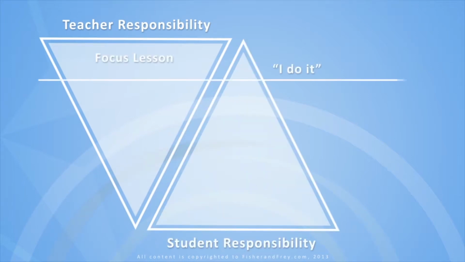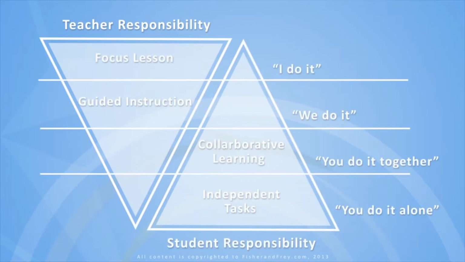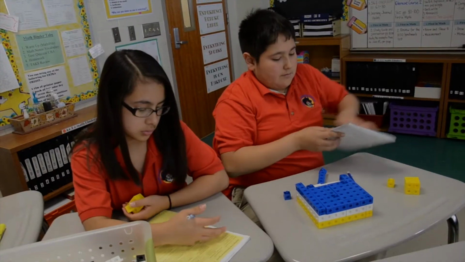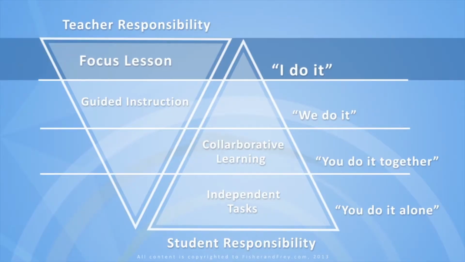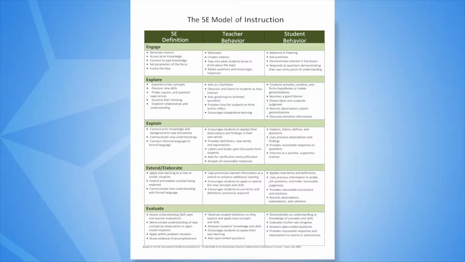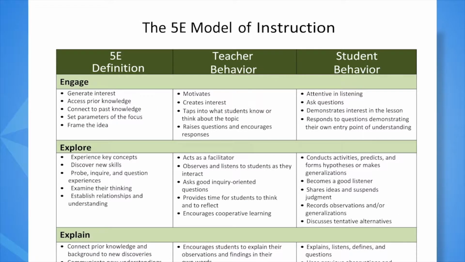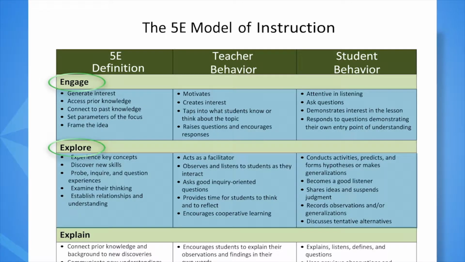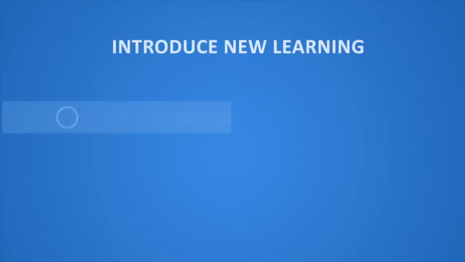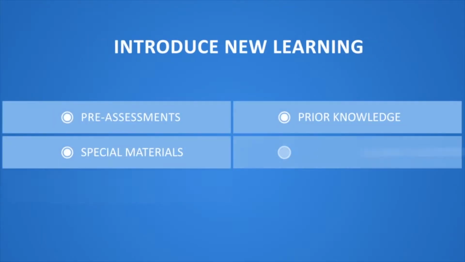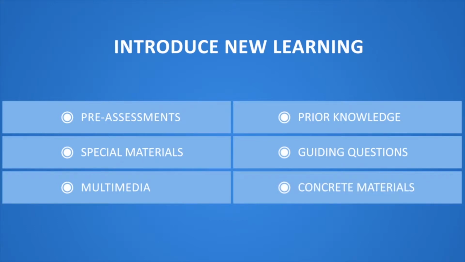On the gradual release of responsibility model, a scaffolded instructional approach to move classroom instruction from teacher-centered to student-centered, this stage is the I do portion. For teachers who use the inquiry-based learning 5E or 7E model, this phase is similar to the engage or explore portion of the lesson cycle. There are a variety of strategies that can be used to introduce new learning.